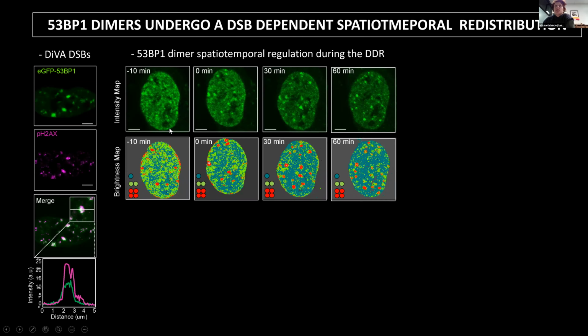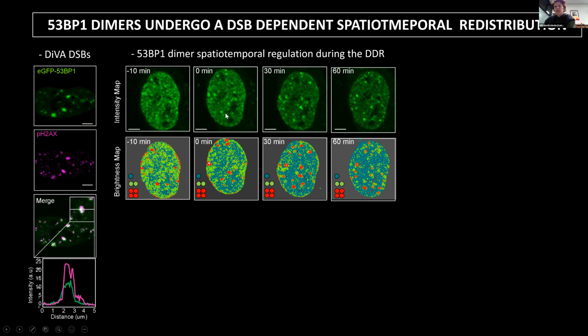And here's a time series of the DIVA cells before and at different time points after addition of the restriction enzyme that induces double-strand breaks throughout the nucleus. And so you can see that there are points where the 53BP1 starts to accumulate. So these are the intensity images, and these are the corresponding brightness maps that report 53BP1 oligomerization at these different time points. And they're pseudo-colored according to monomer, dimer, and higher order oligomer. And you can see that before we've induced the double-strand breaks with addition of the restriction enzyme, there's a significant population of dimer throughout the nucleoplasm.